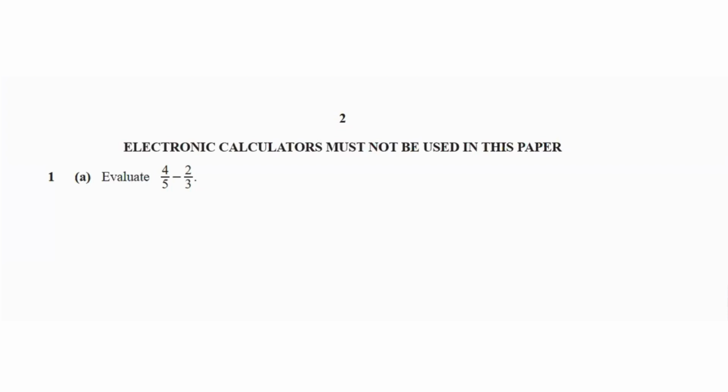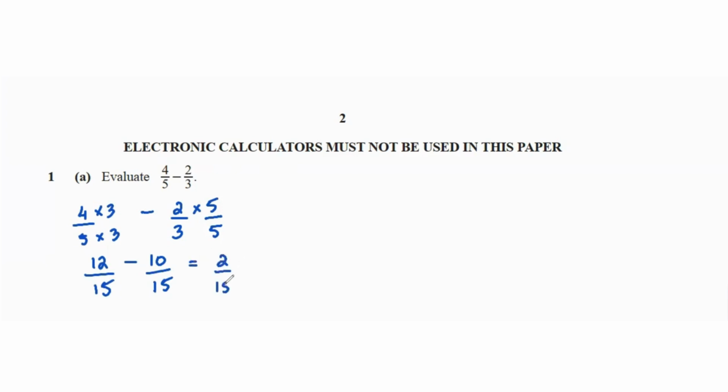The first question says evaluate 4 over 5 minus 2 over 3. So we're going to make the denominators equal first by multiplying the first fraction by 3 and the second fraction by 5. So that's going to be 12 over 15 minus 10 over 15. Now since the denominators are the same, we can easily subtract the numerators, and that's going to be 2 over 15.